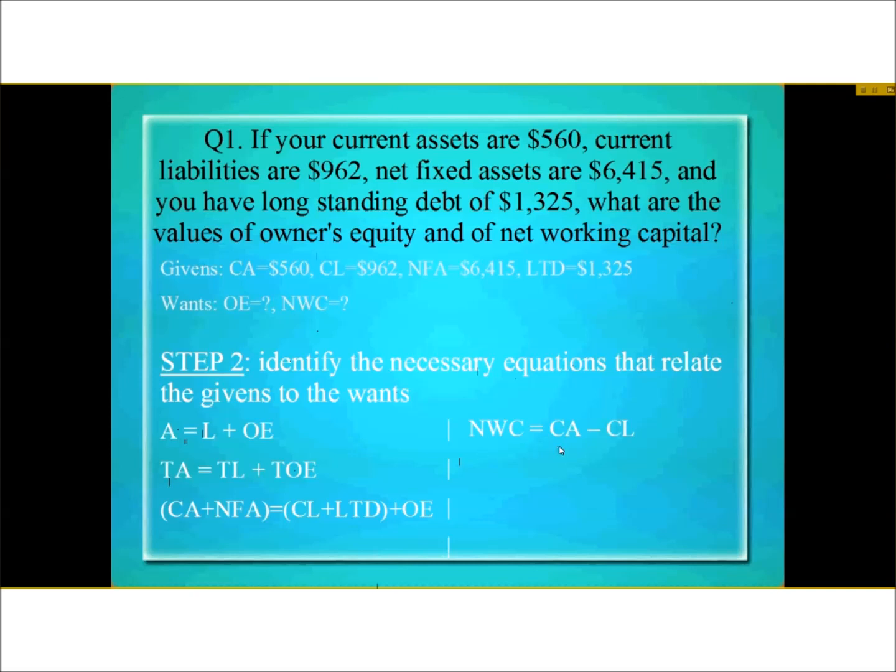The equation that we're going to use to find net working capital is simply net working capital equals current assets minus current liabilities.